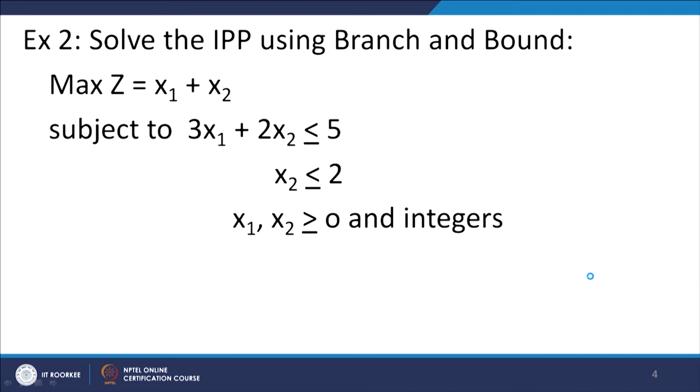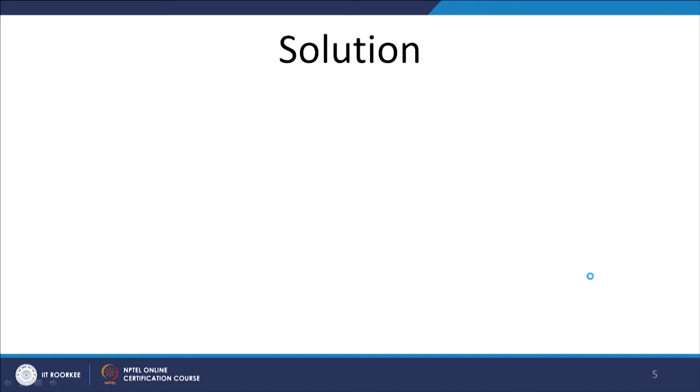We have to maximize z given by x1 plus x2 subject to the condition 3x1 plus 2x2 less than or equal to 5 and x2 is less than or equal to 2 and x1 and x2 greater than or equal to 0, and both should be integers. So, let us see how to solve this problem.